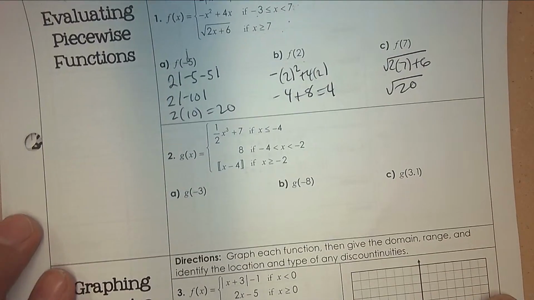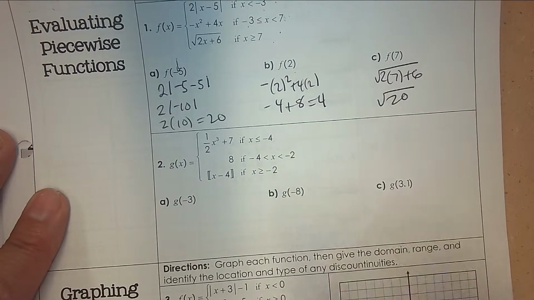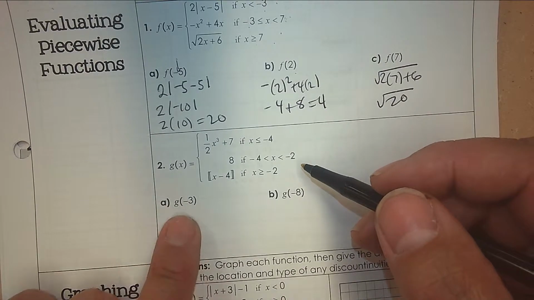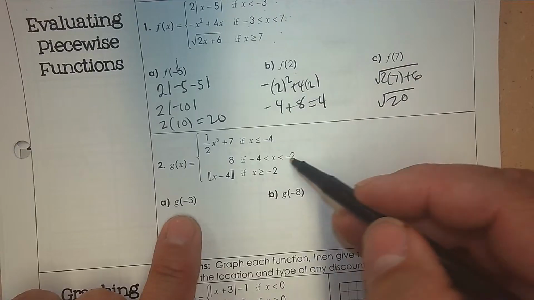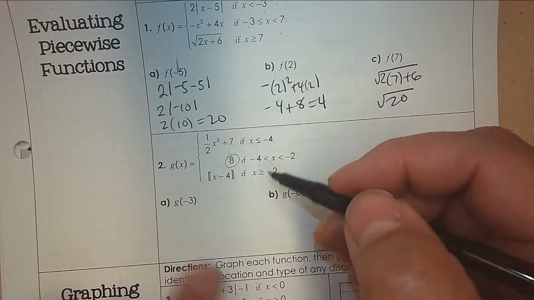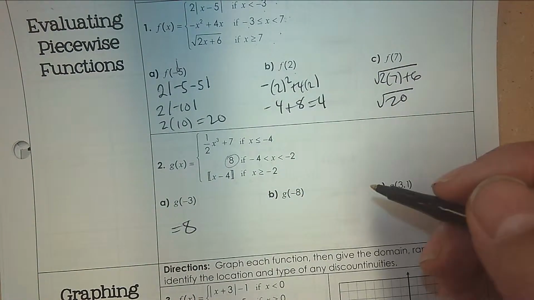Let's try that again. Can you evaluate? Know which piece you're plugging into. So for -3, where does it belong? -3 belongs in the middle. And for that, no matter what answer you put in, the answer is always 8. So the answer is 8.